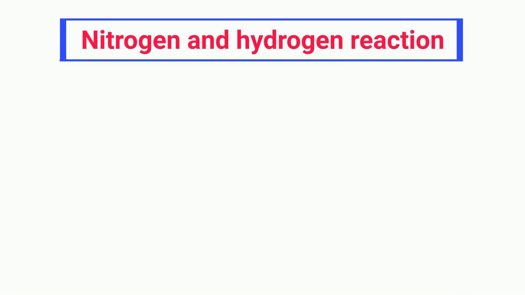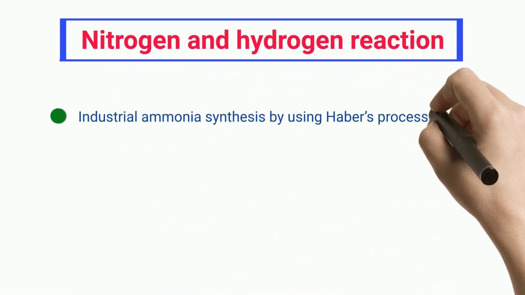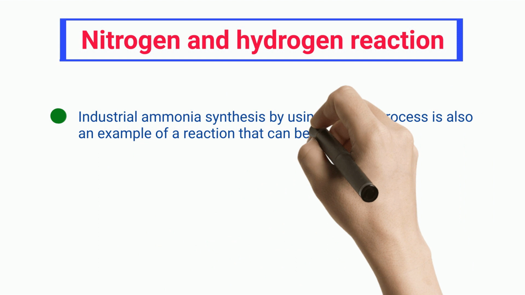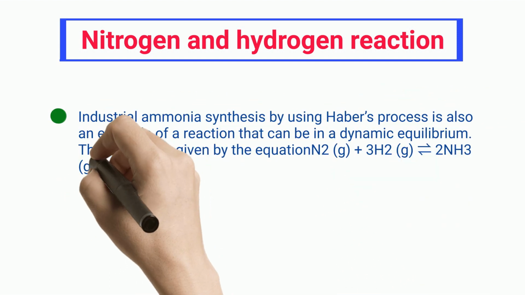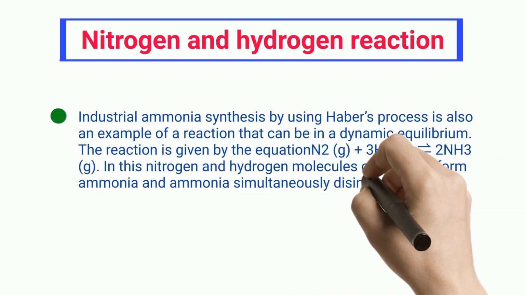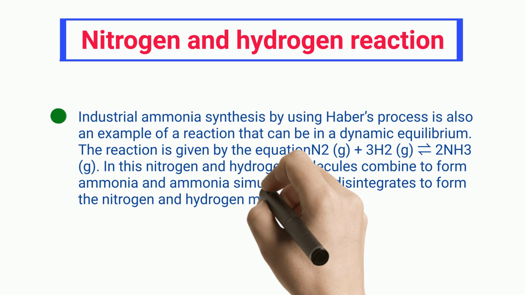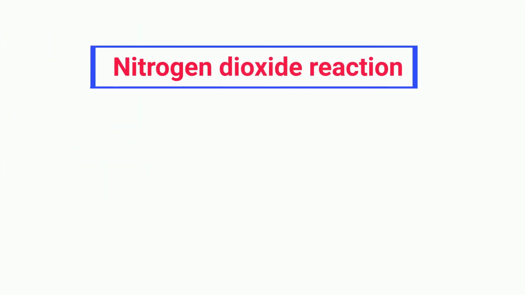Nitrogen and hydrogen reaction. Industrial ammonia synthesis by using Haber's process is also an example of a reaction that can be in dynamic equilibrium. The reaction is given by the equation N2(g) + 3H2(g) ⇌ 2NH3(g). In this, nitrogen and hydrogen molecules combine to form ammonia, and ammonia simultaneously disintegrates to form nitrogen and hydrogen molecules.